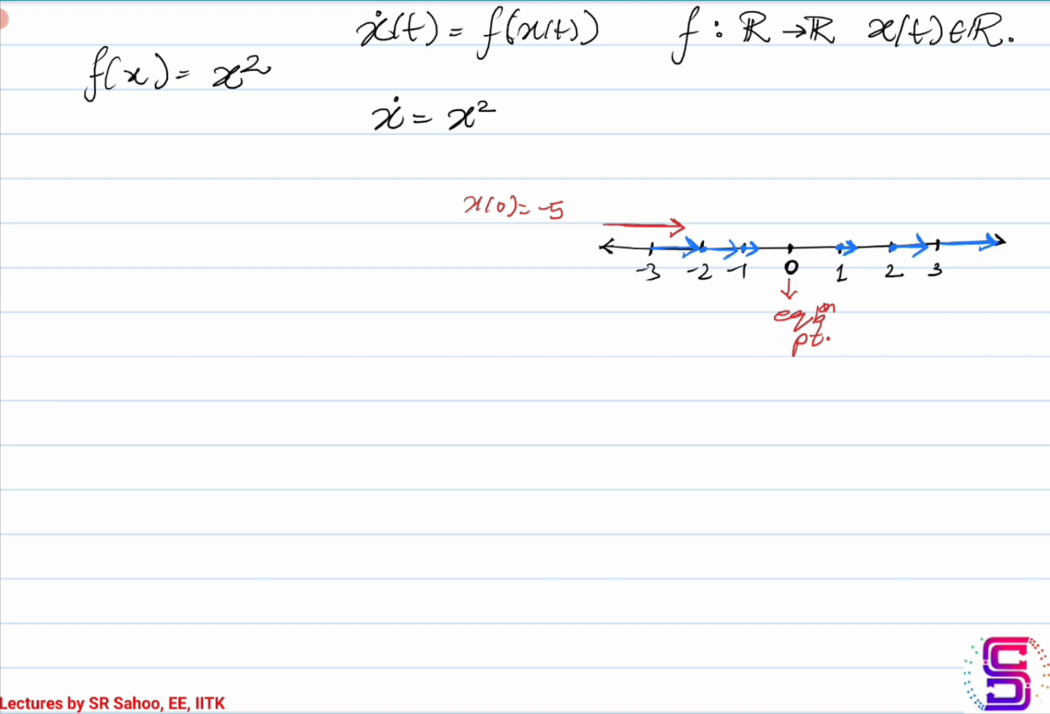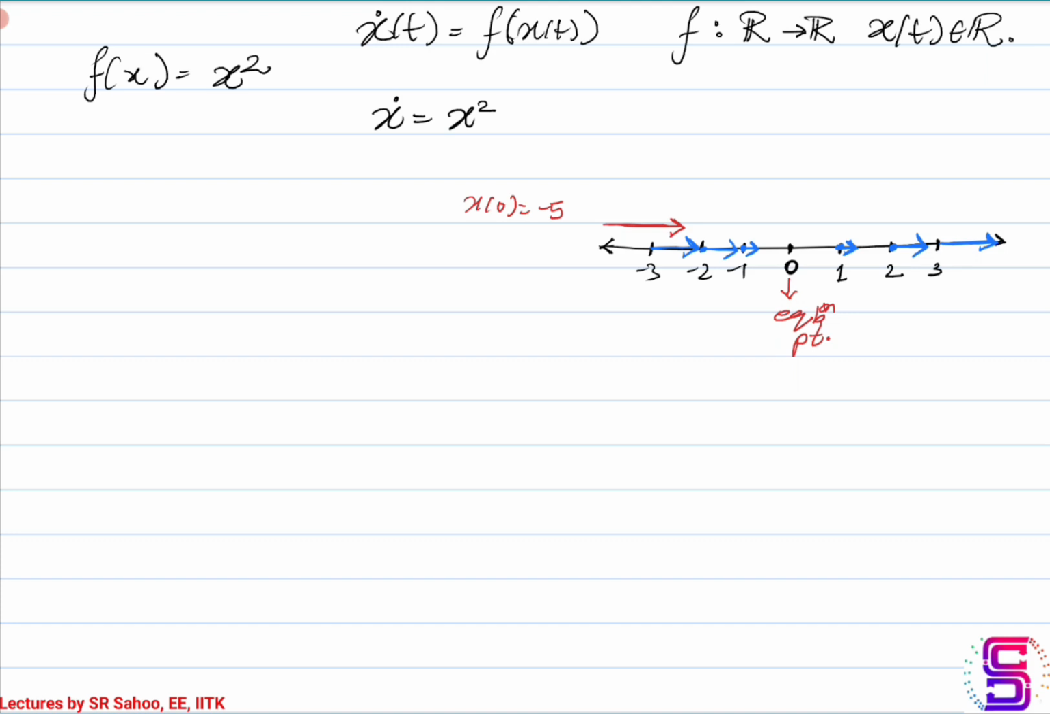Okay, from anywhere on the left, sorry, -5. Now the same holds for any point on the left side of 0. Basically, if the initial condition is negative, then the solution will evolve towards 0. Okay, so it will go and try to settle at 0.